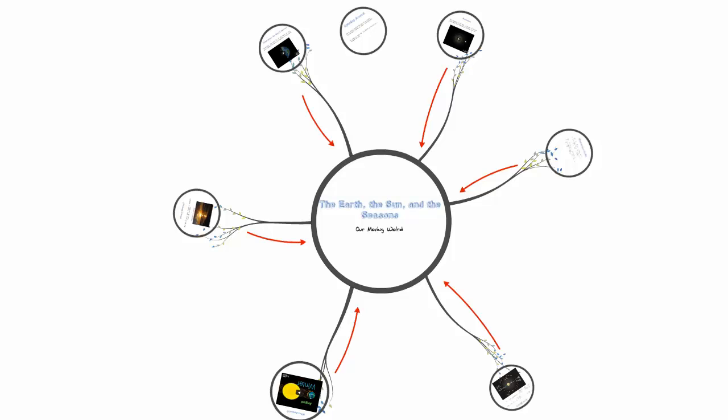So in the summertime we must be really close because it's hot, and in the wintertime we must be farther away because it's cold. But that is not true. That's a misconception a lot of people have. So we're going to figure out why we have those different seasons and why we have brightness and darkness for night and day.